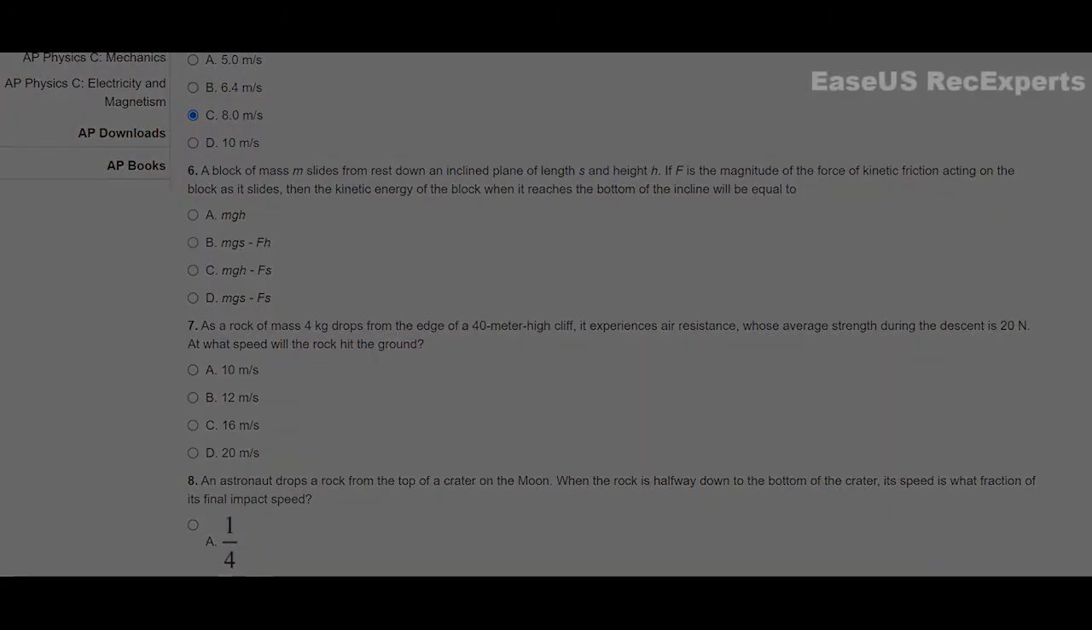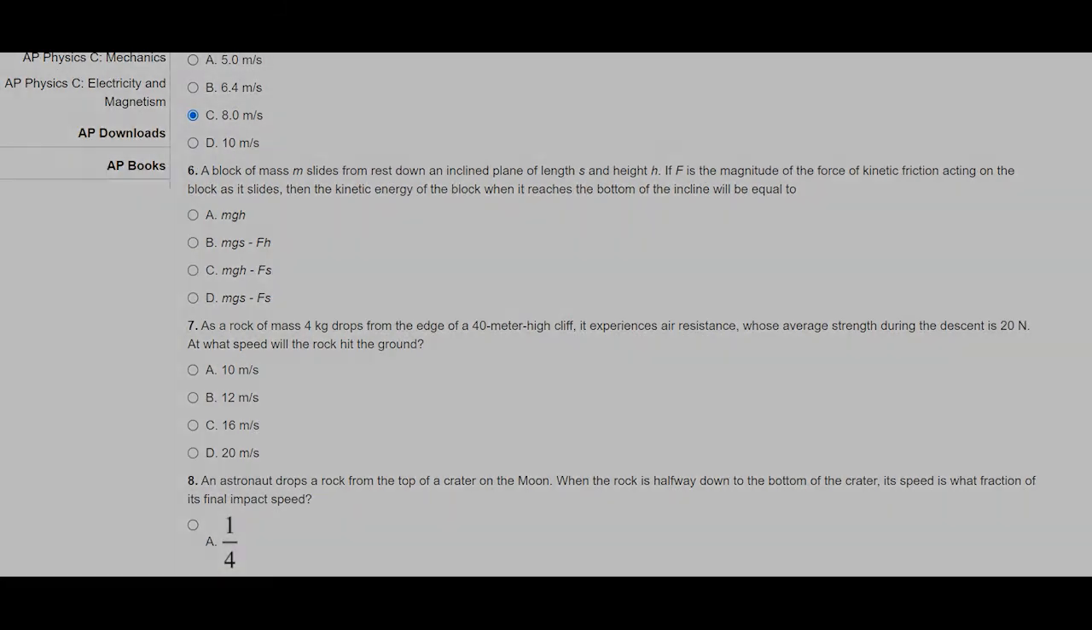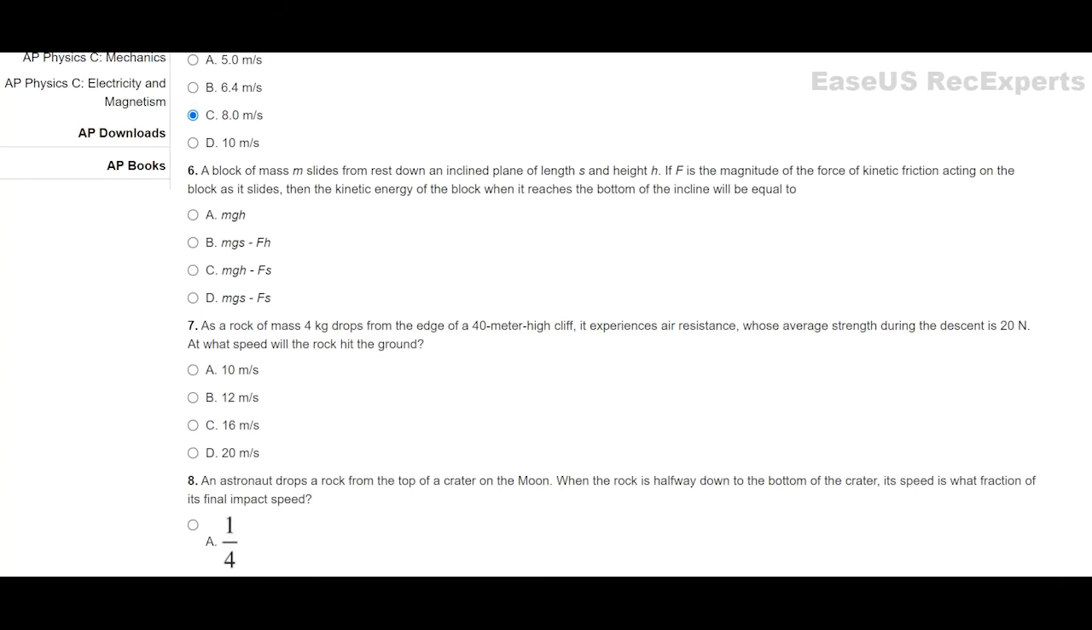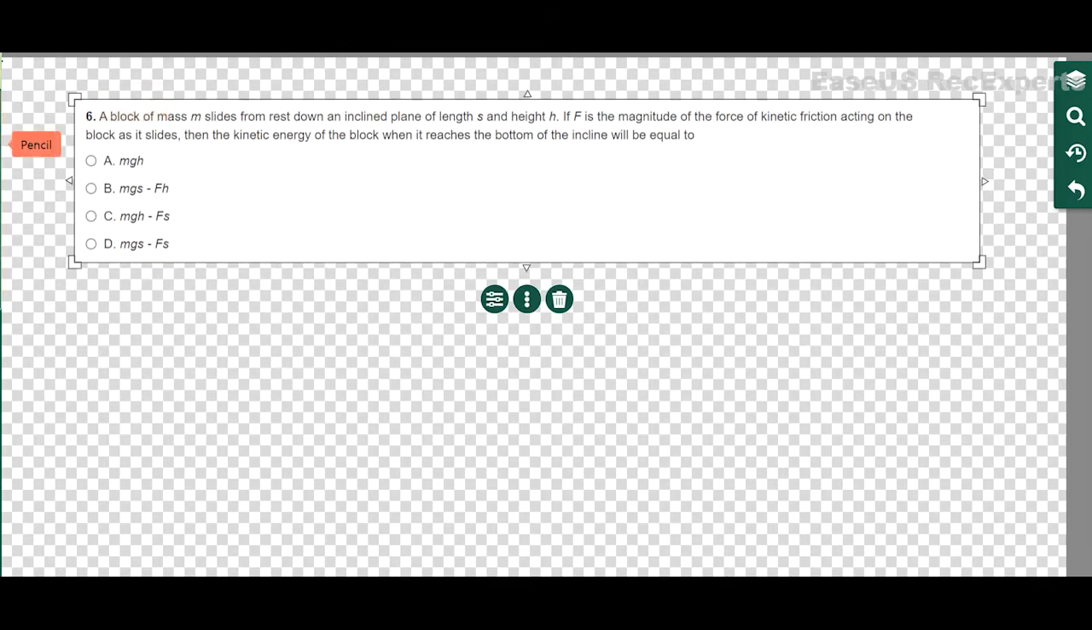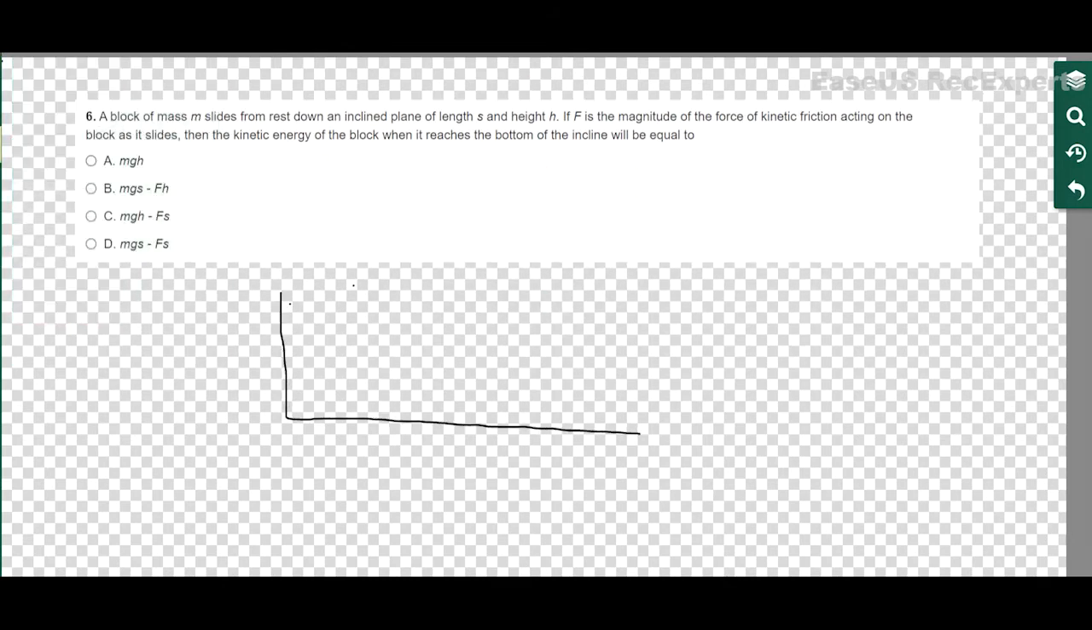Now we'll look at number 6. All right, now let's take a look at number 6. So a block of mass m slides down an inclined plane of length s and height h, so we'll have h and s. If F is the magnitude of the force of kinetic friction acting on the block as it slides, then the kinetic energy of the block when it does reach the bottom of the incline will be equal to one of these choices. So what we could do is use the force for this, the net force.